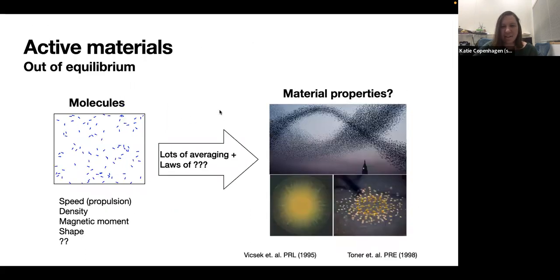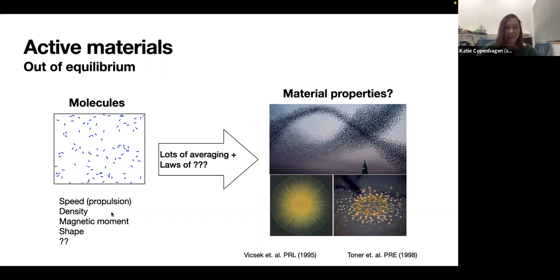So that's the direction that we want to go with looking at active materials. Now we have molecules, and this was introduced by Vicsek in 1995, where he took a system of a bunch of molecules, but now he said, okay, we're going to think of these molecules as being alive and propelling themselves in some direction. So now we have an active material and we're out of equilibrium.